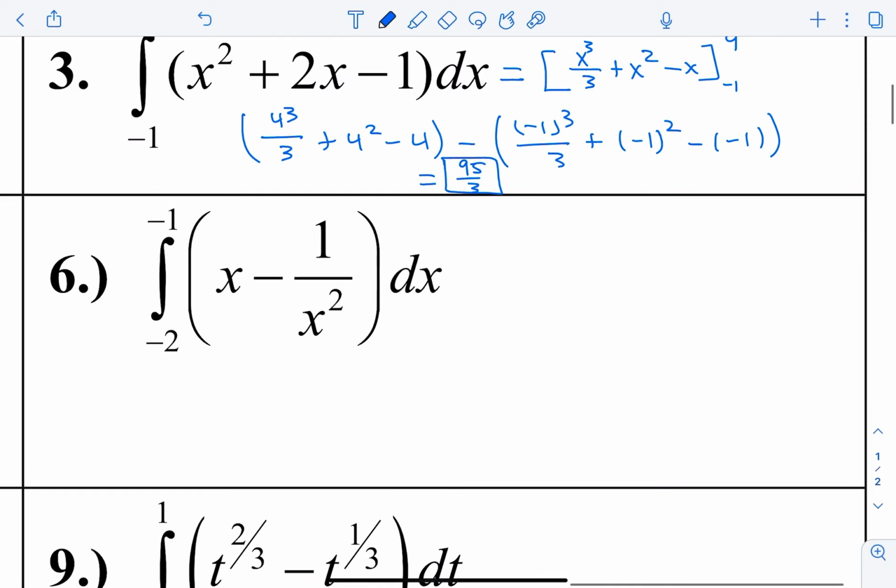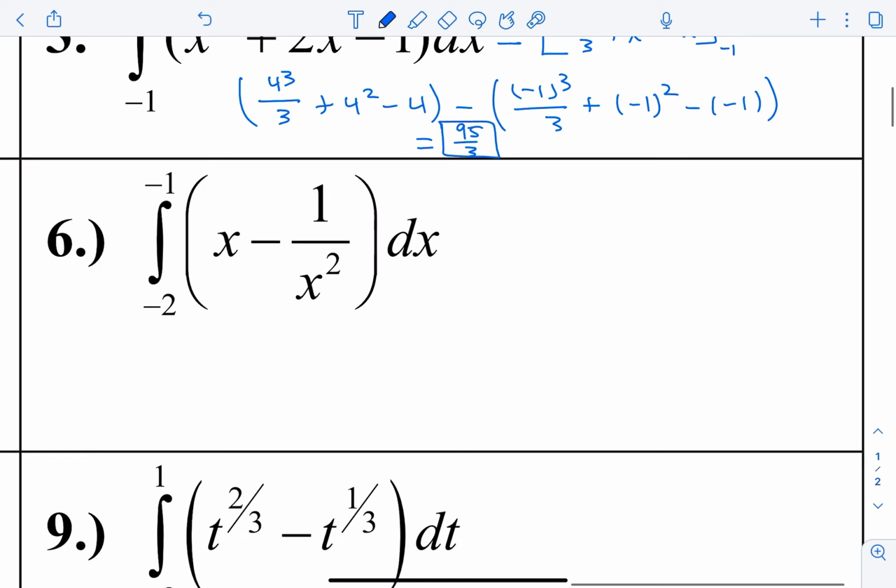So I'm also going to do question number 6. Okay, so for this one, we're taking the definite integral from -2 to -1 of x minus 1 over x squared. So I already see an x squared on the bottom of a fraction, so it's going to be helpful to move that to the top.